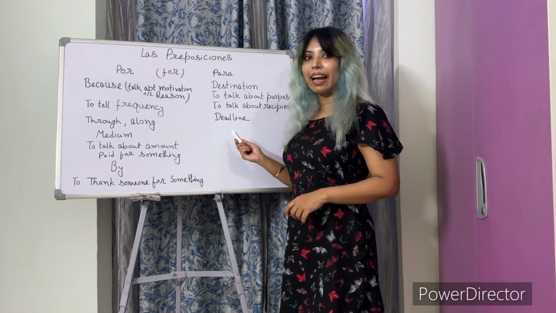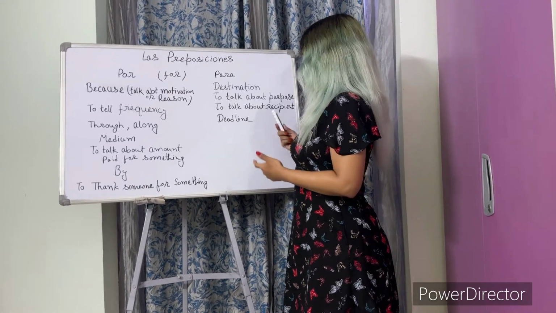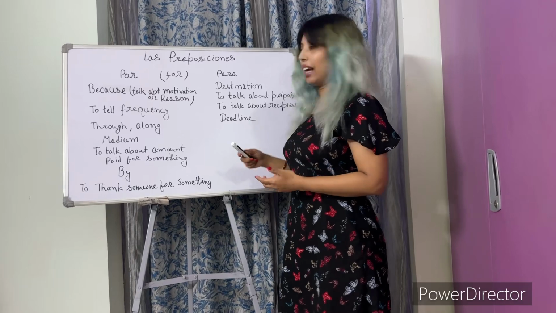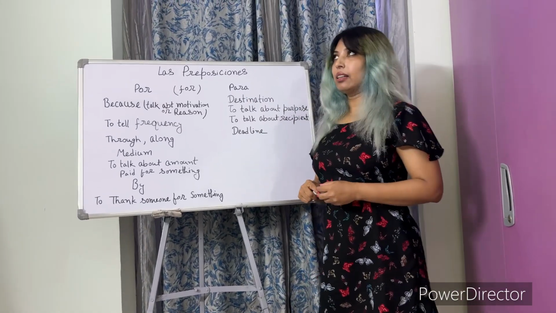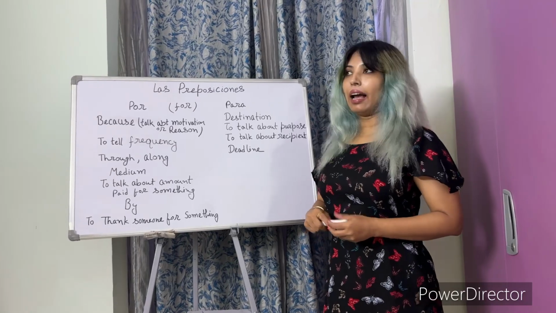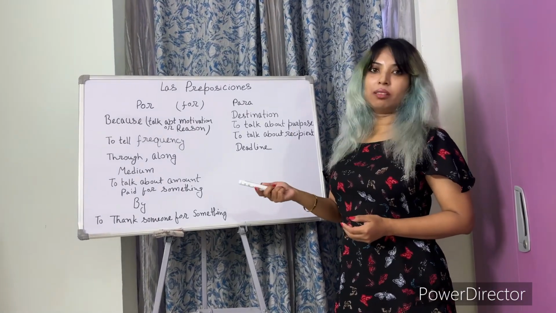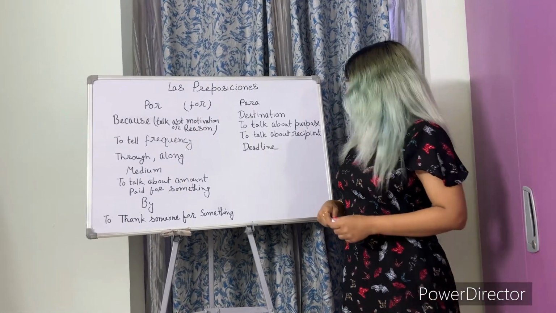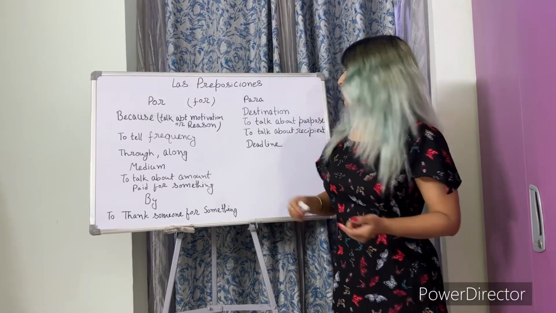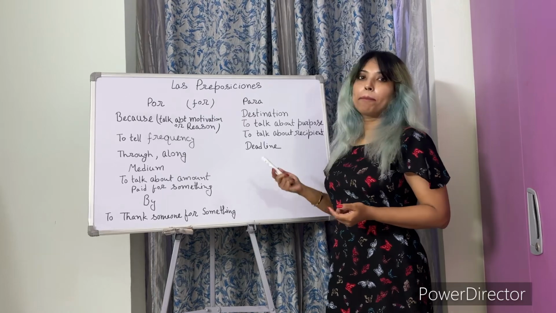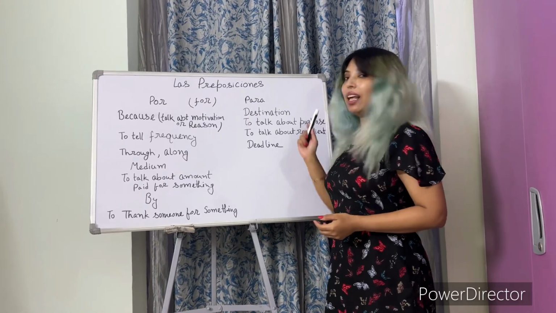Next is deadline. When there is a deadline, you'll use "para." Like if I say I need the presentation by Monday, then it would be "yo necesito la presentación para lunes."